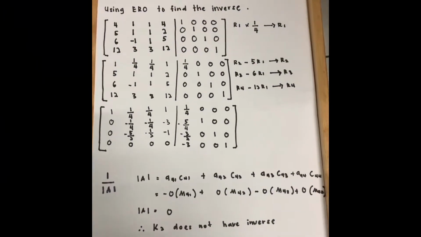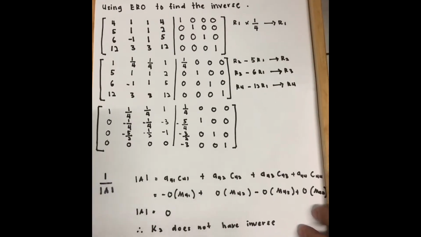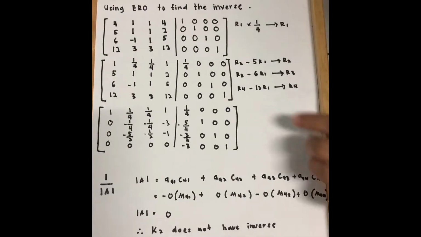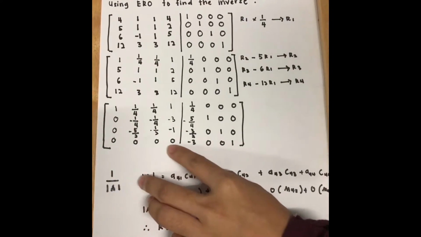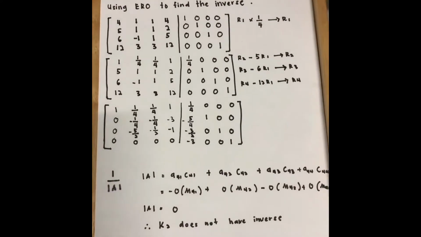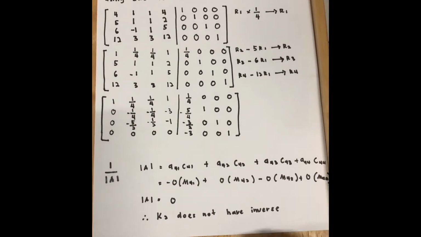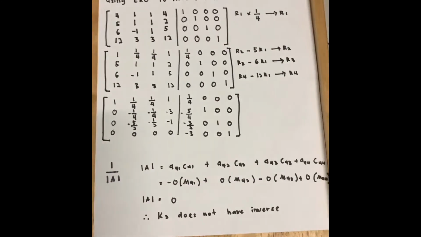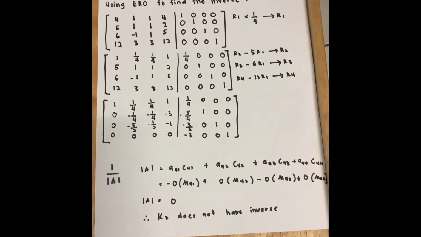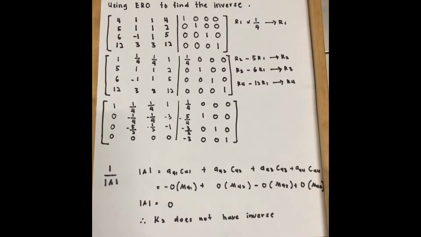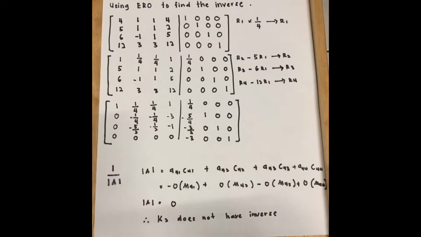Next, we proceed with K2, where we have to find the inverse using ERO. There are 16 steps to get the inverse, but when we reach the 4th step, we found that the numbers in row 4 become all 0. This shows that when we want to find the determinant, the answer will be 0. When the determinant is 0, the inverse of K2 will not exist. So the answer for this message is not correct because K2 does not have an inverse.